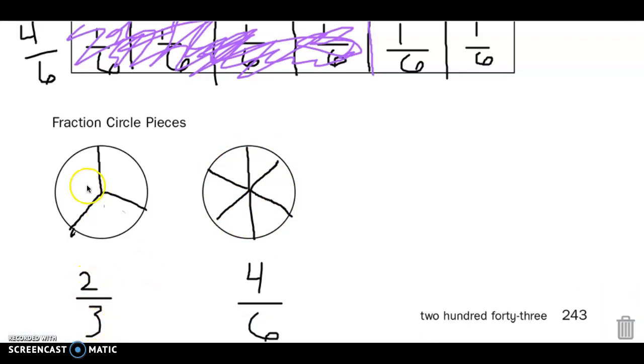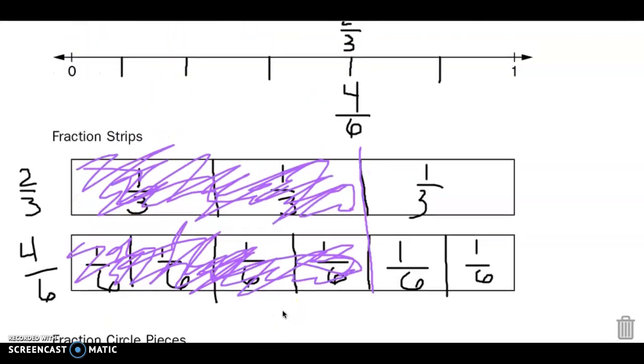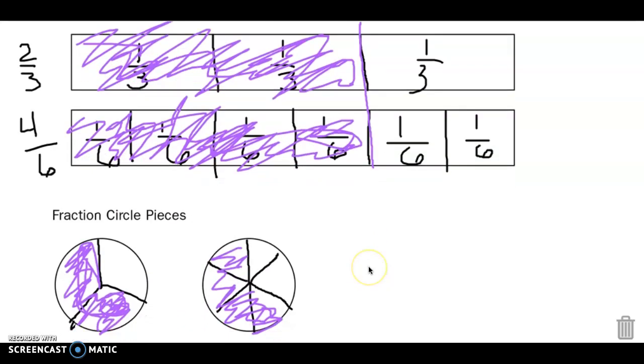Let's see. 2 parts out of 3. 1, 2, and 4 parts out of 6. 1, 2, 3, 4. Well, just by looking at these, do we have the same amount of area shaded in on both? We do. So we know that 2/3 is equivalent to 4/6, and we proved it and we justified it 3 different ways.